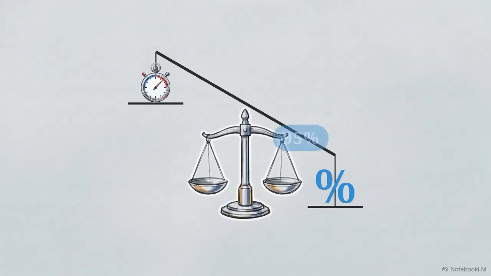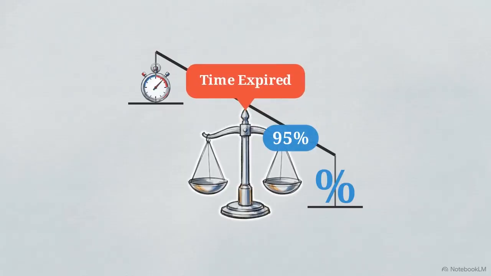Reversing the problem is equally dangerous. If you secure 95% accuracy, but take a massive amount of time to do it, you guarantee that you will run out of time on the real board exam.